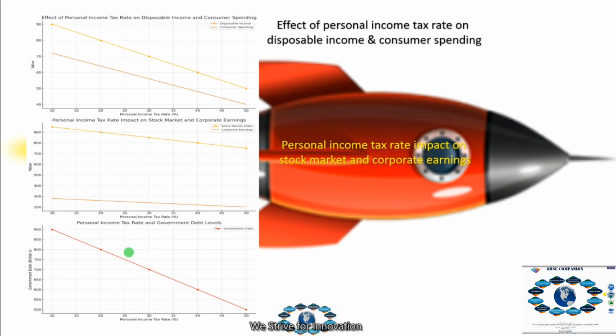Now let's go with the third one, which is the personal income tax rate and government debt level. As you increase the personal income tax rate, of course, the government debt will go lower because the government now has much more taxes being collected from individuals.